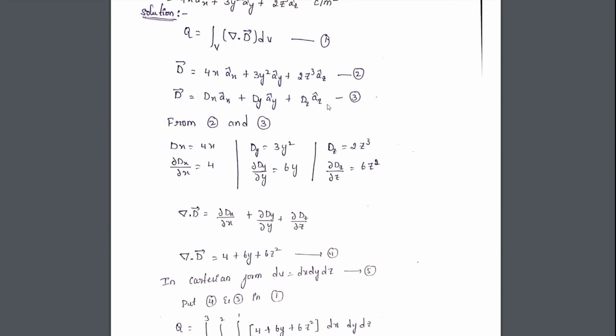Write the D in the given problem, and since it is Cartesian, you write the standard form of the Cartesian. If you compare, you get Dx is 4x, Dy is 3y squared, Dz is 2z cubed. According to the divergence in Cartesian form, you need to differentiate Dx with respect to x, Dy with respect to y, and Dz with respect to z. So do the differentiation here and then put in all the values you get.